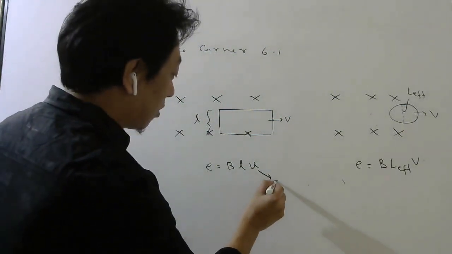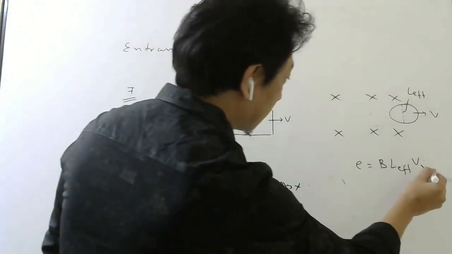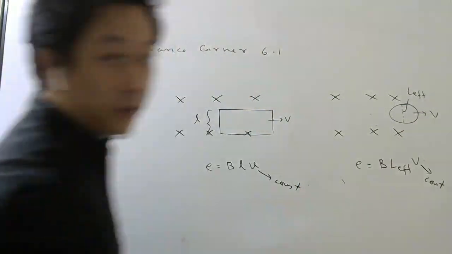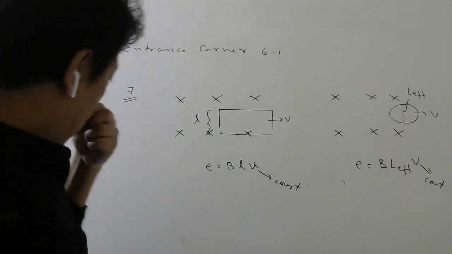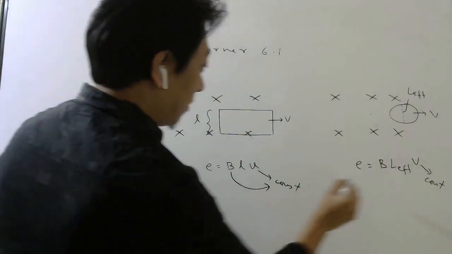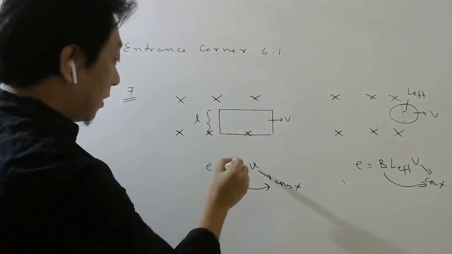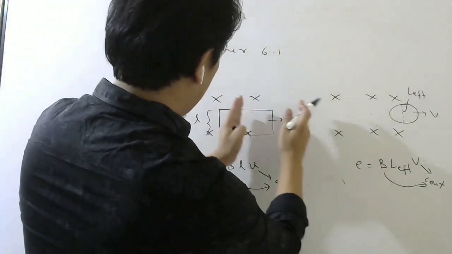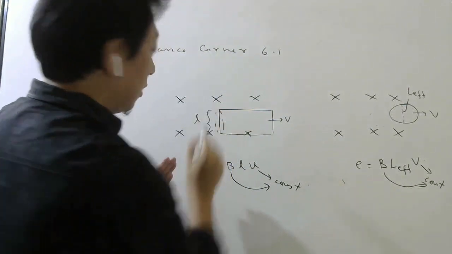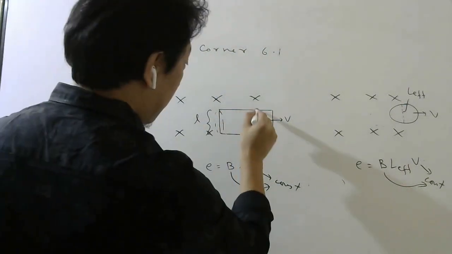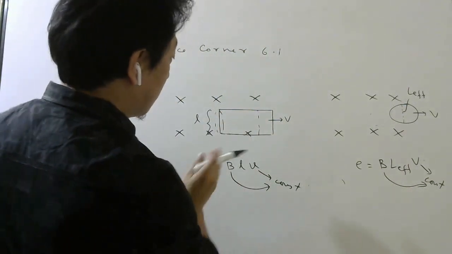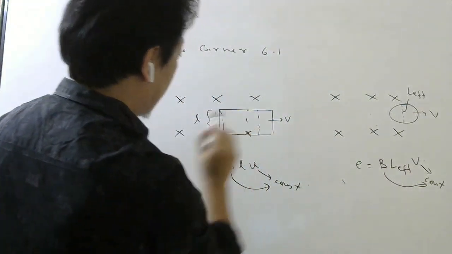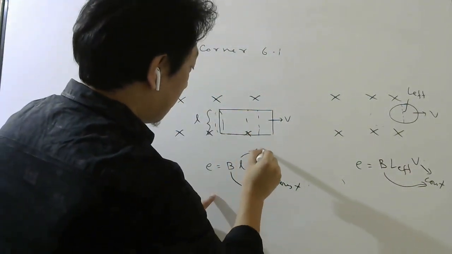Now look here, velocity is constant, they told. Velocity is constant for both the loops. B is constant, B is uniform. But here L, you can see when this part is going like this, the length will be constant, right? When this part is here, this is the L I have to use. When it reaches here, this is the L I have to use. So the L remains constant here.